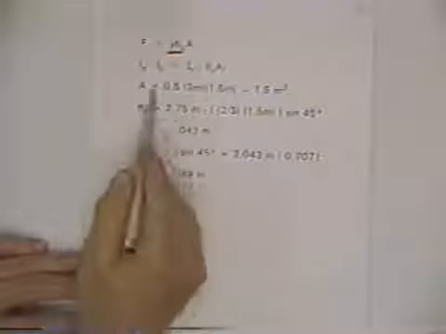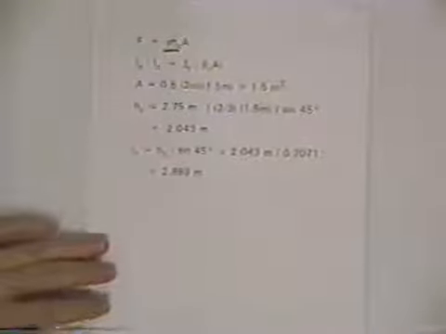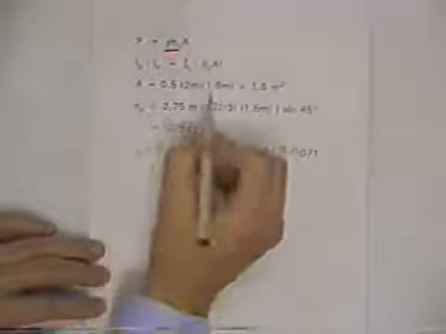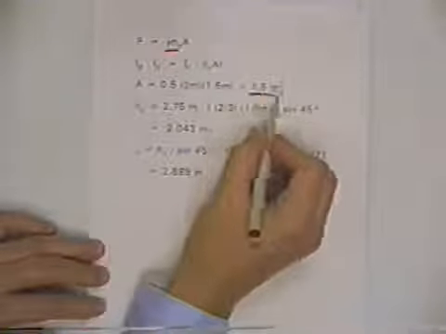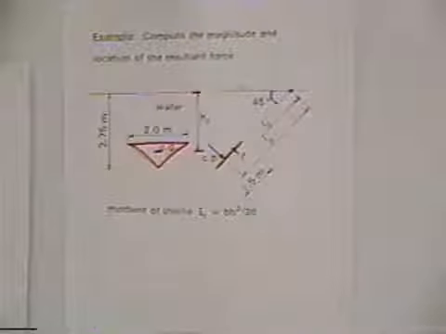And then we need to locate the force, and we'll use this equation to locate it. We need the area, and the area of a triangle is just 1/2 the base times the height. We're given the base and the height, so we can compute the area of the triangle. We're not really given the distance from the water surface down to the centroid, but we can compute that.